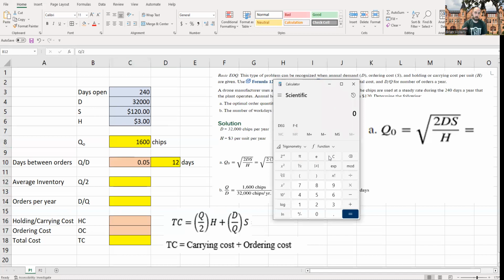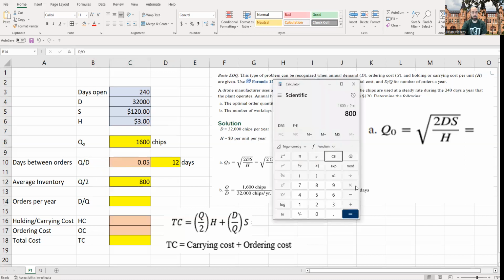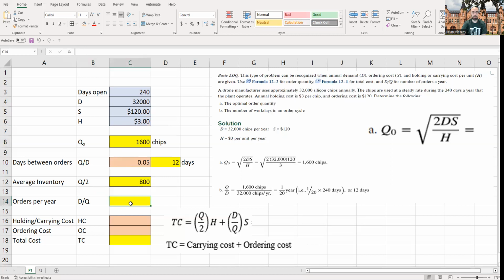So this relates back to chapter 11. All right, so 1,600 divided by 2 is your average inventory: 800. Orders per year: the number of orders per year is equal to the amount of demand you have divided by 1,600. So it's the reverse of this one. This is Q over D, and this is D over Q. So I've got 32,000 demand divided by 1,600, my economic order quantity. So 20 orders every year. I'm placing 20 orders a year to get me through the year of chip demand.